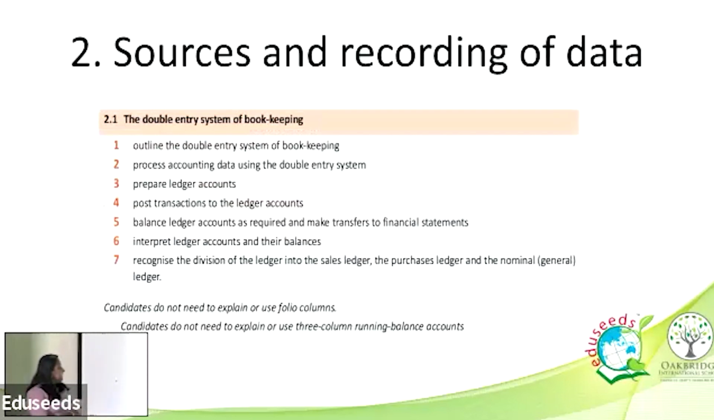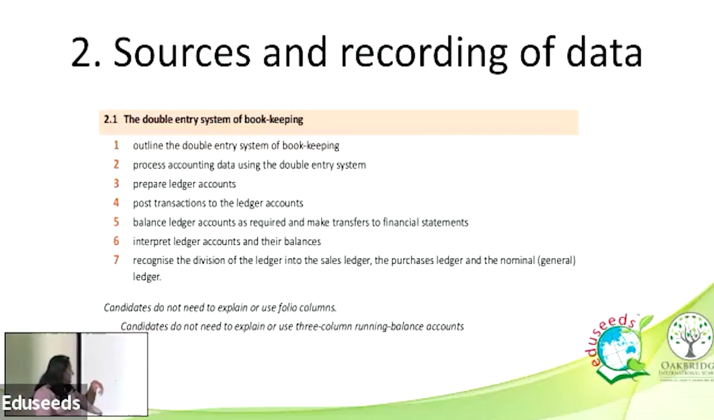Second one, sources and recording of data. So now we already know what is bookkeeping and what is accounting. So the next thing we do is we start recording it. Okay, how do you record it? There are also some procedures that you need to follow for you to record it. Remember just now we saw, right? In the first objective, you have procedures, terms, principles, policies, and so on. So accounting, you need to follow the standard, yeah?